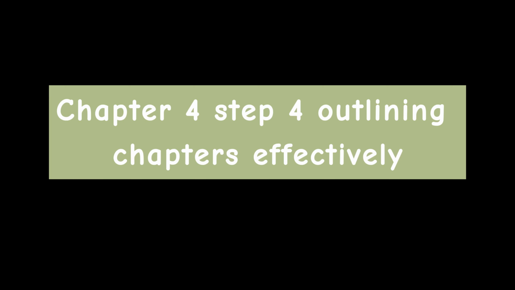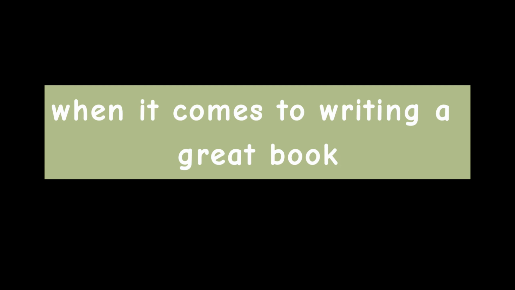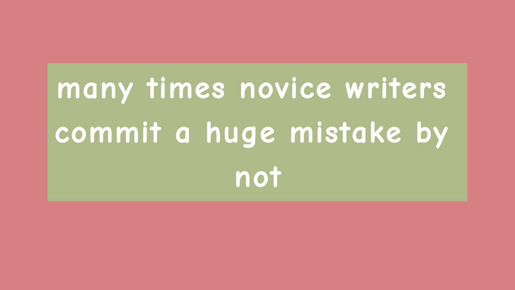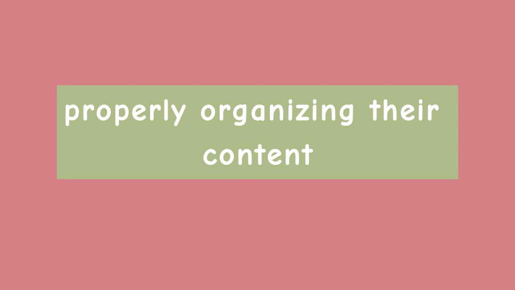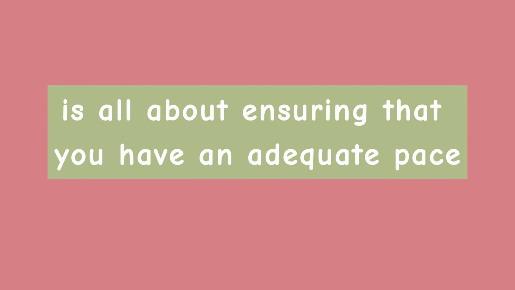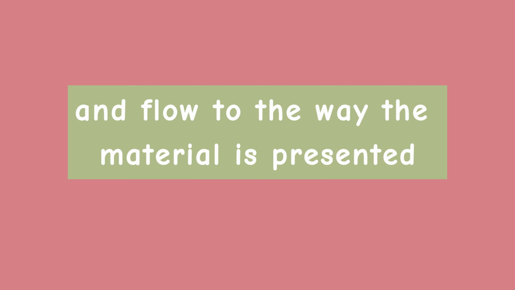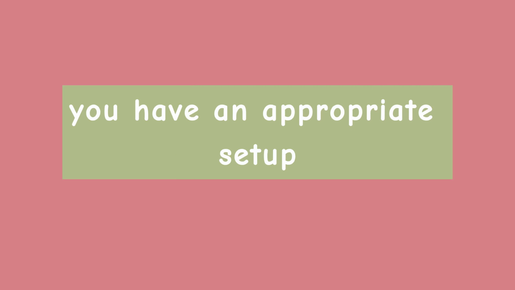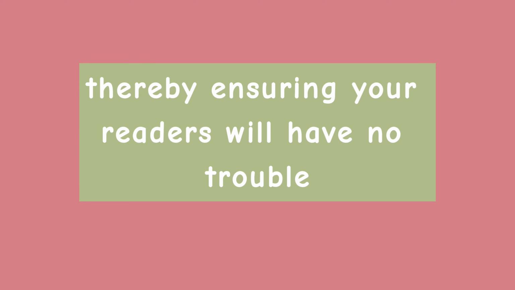Chapter 4, Step 4: Outlining Chapters Effectively. Proper organization is critical when it comes to writing a great book. Many times, novice writers commit a huge mistake by not properly organizing their content. Organizing content is all about ensuring that you have an adequate pace and flow to the way the material is presented. In other words, you have an appropriate setup, thereby ensuring your readers will have no trouble following your lead.